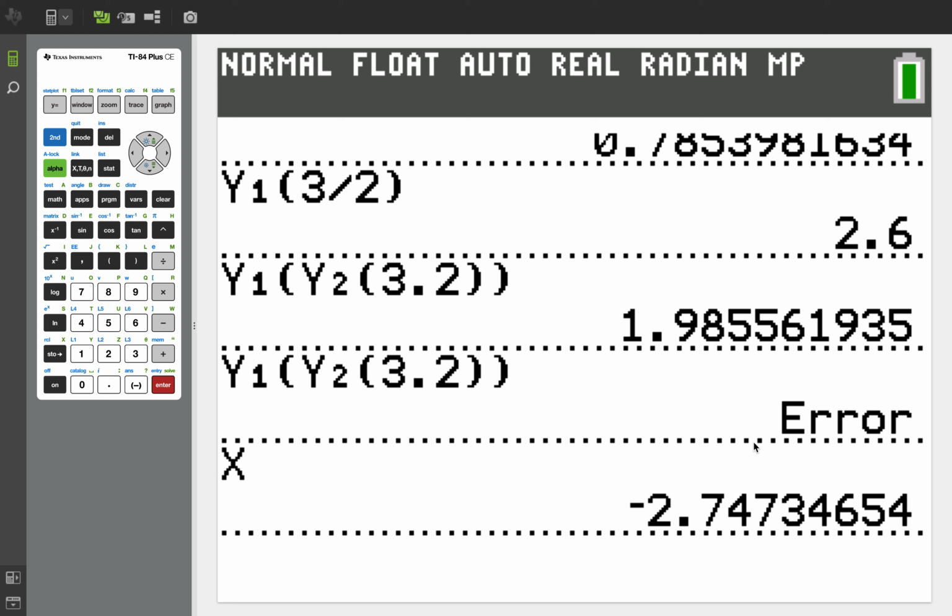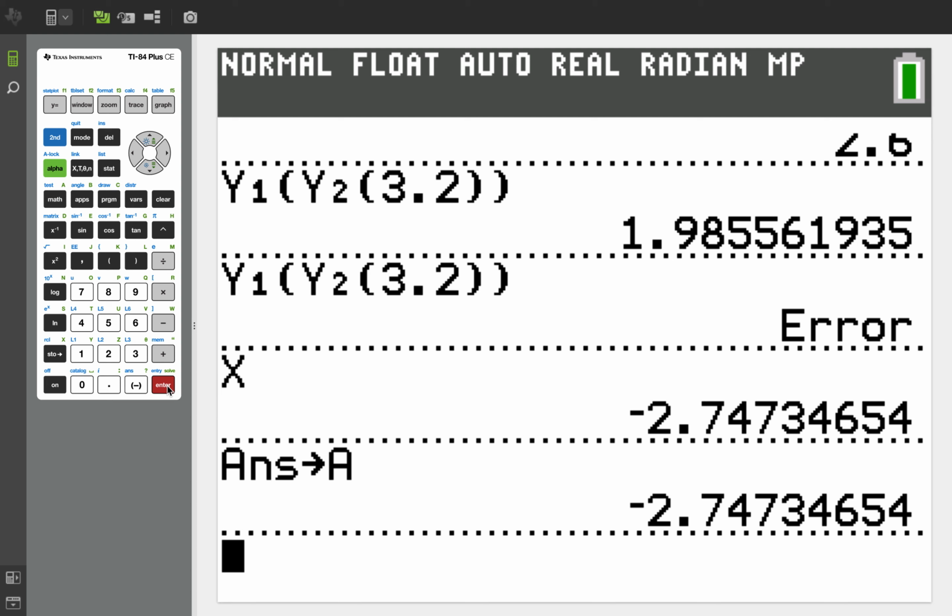And if I want to store this as a different variable, X can be confusing, especially when we start integrating. So I might want to call this A. So what I'm going to do is go to the store button, which is right here, to store a value. So the answer is going to be stored, and I'm going to pick A. So if I go alpha A, that value is now stored.